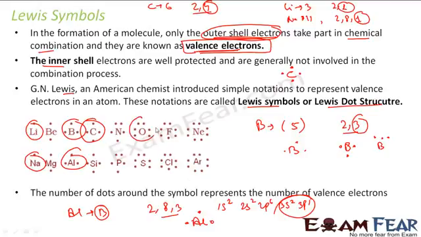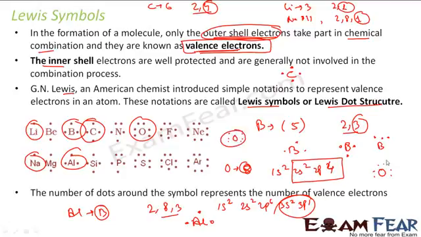If you want oxygen, let's take oxygen. Oxygen atomic number is 8: 1s2, 2s2, 2p4. The outermost valence shell is the second shell and it has 6 electrons. So write O and put 6 electrons. You can also write the 6 electrons like this. Both are the same actually, right? So the trick here is find the electronic configuration, find the valence electrons, write the symbol of the atom, and surround it with the number of valence electrons. Each dot represents a valence electron.